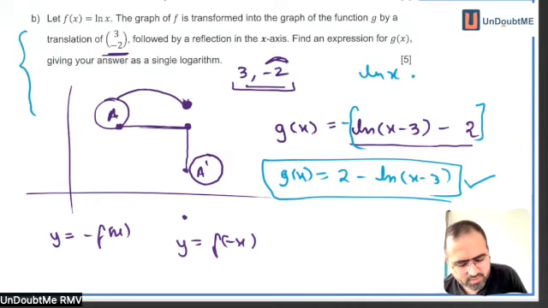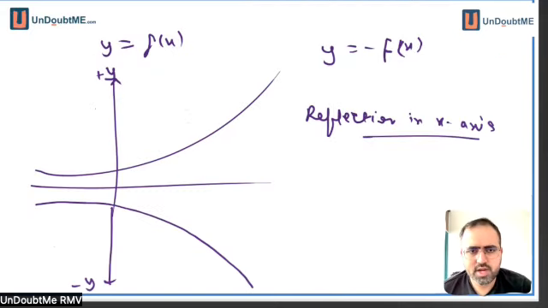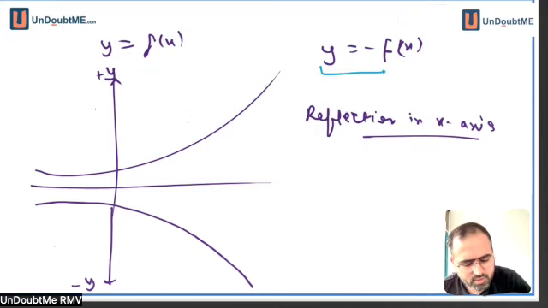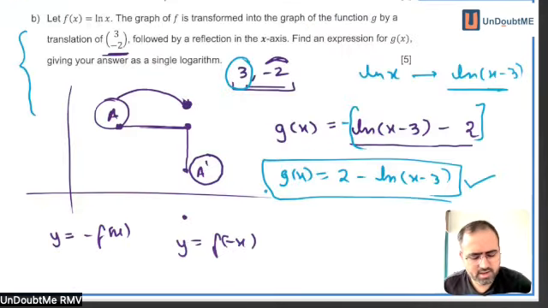From ln x, we will first reach ln(x minus 3). How? When we take the effect of this 3. So I have to explain it with words, systematically? Yes. And then minus 2, and then finally that minus sign. For that, you can take a reference of this thing: we know that y equals minus f(x) is reflection in the x-axis. The whole function will have a minus sign, and that will give me the final expression.